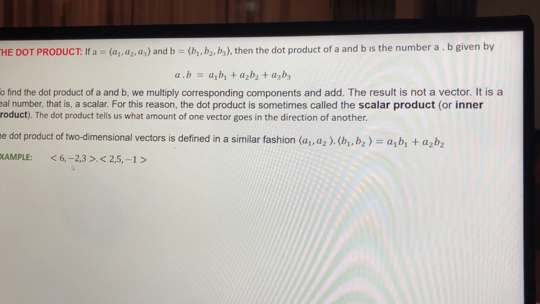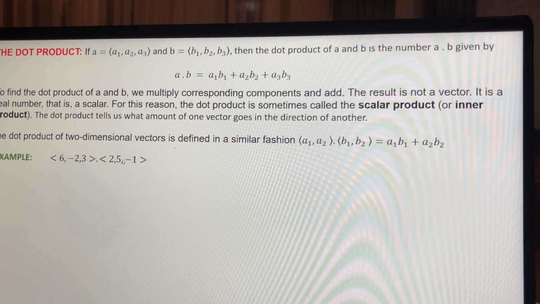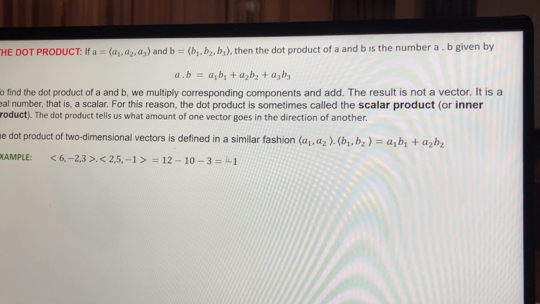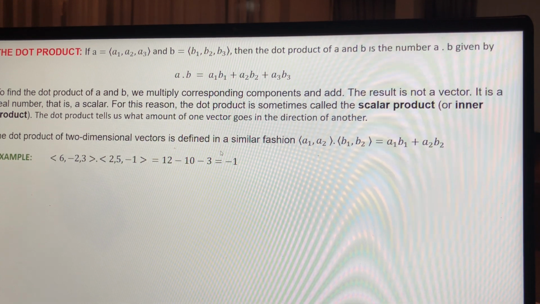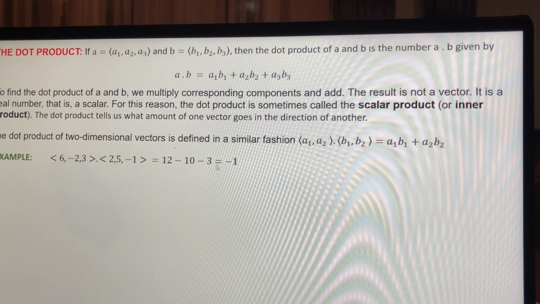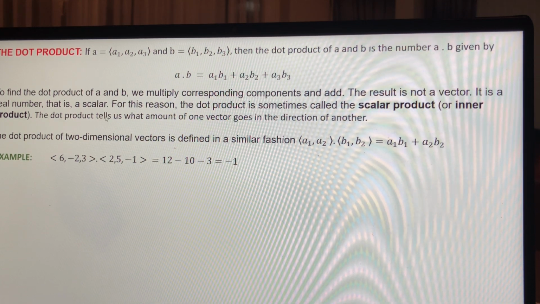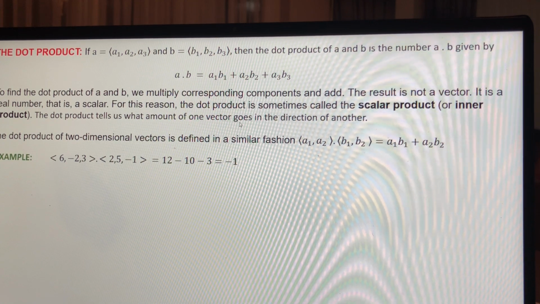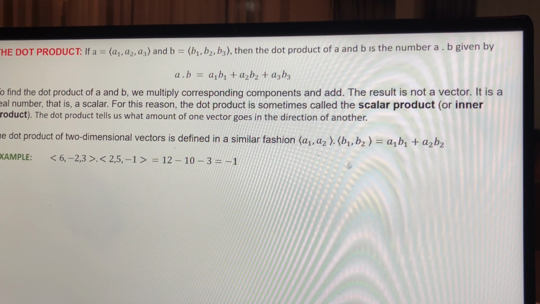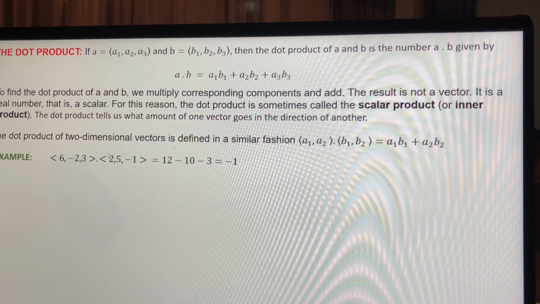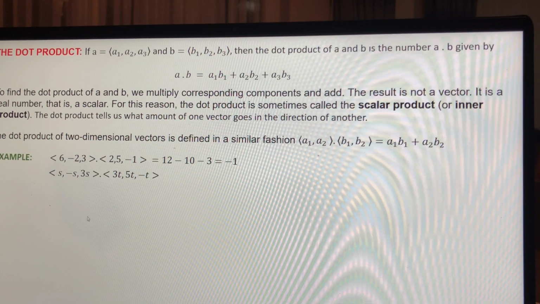For example, this is the vector u, this is the vector v, and let's take the dot product. It is 2 times 6 plus 5 times minus 2 plus 3 times minus 1, which is -1. As you can see, this is just a scalar, just a value. You can think that the dot product tells us what amount of the first vector goes in the direction of the second one. So this gives us some scale for that.